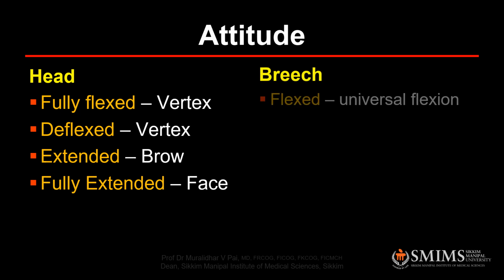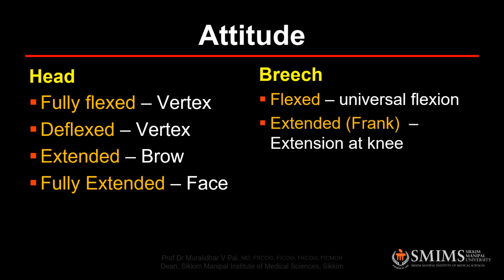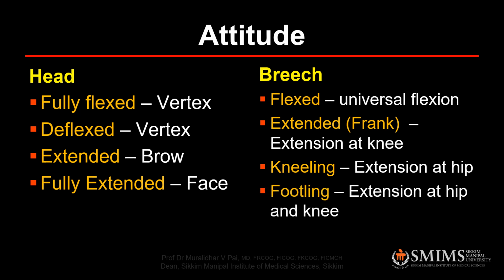In breech, when there is universal flexion, it's called flexed breech. An extended breech or a frank breech is one where there is flexion at the hip and extension at the knee joints. Kneeling presentation is where there is extension at the hip but flexion at the knee joints. Footling presentation is where there is extension both at hip and knee joints.